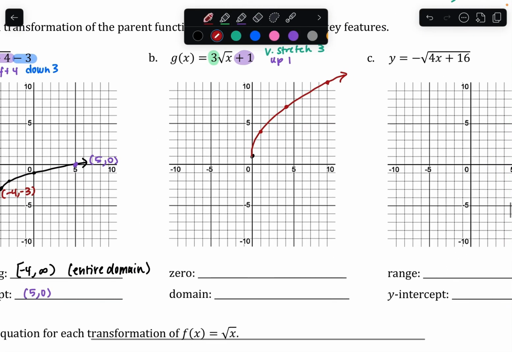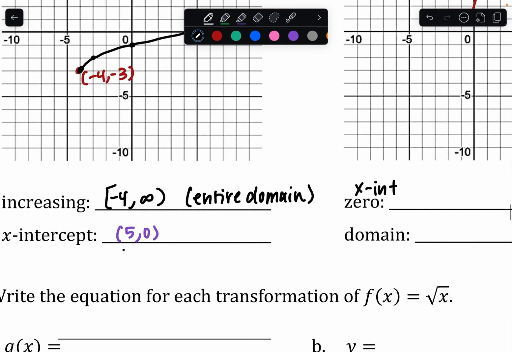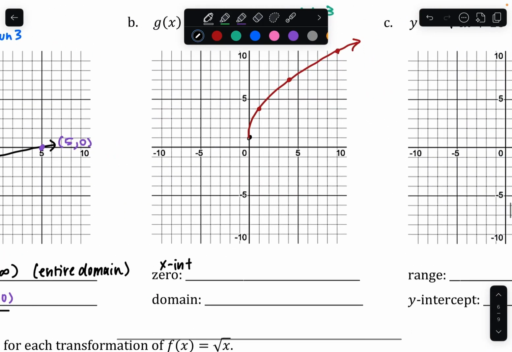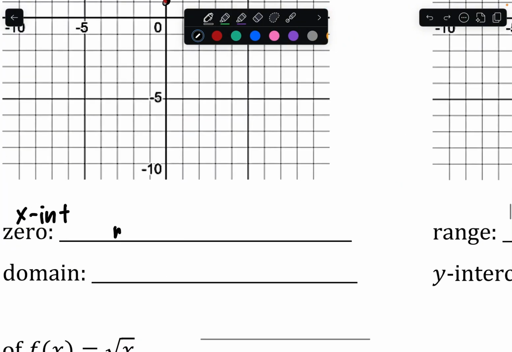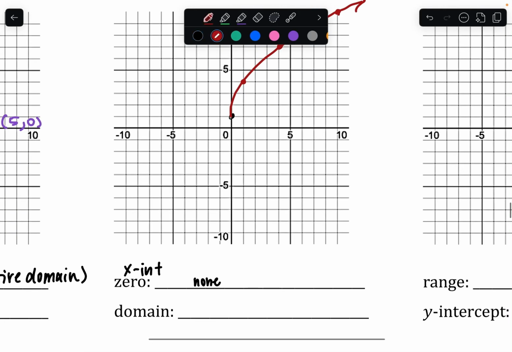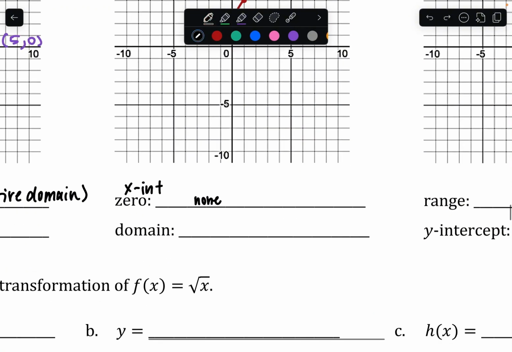And so 0 is another name for x-intercept. Usually if they're talking about it as an x-intercept, they write the ordered pair. When they talk about it as a 0, they typically just write the value. But here, we don't ever cross the x-axis, and so there is none. For the domain, our x starts at 0 and it's going to the right. And so this function has a domain from 0 to infinity with a bracket.